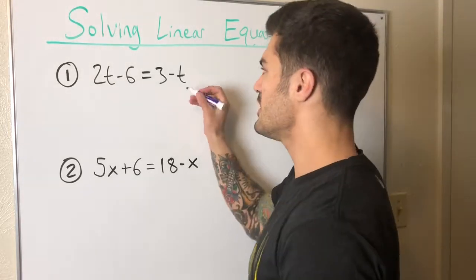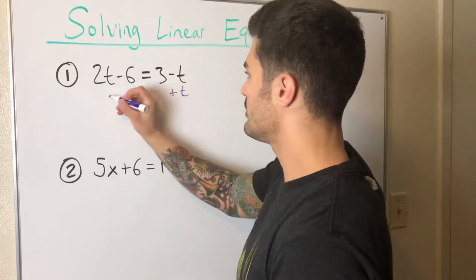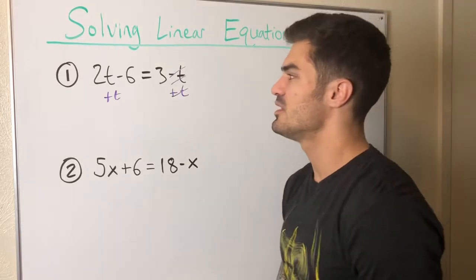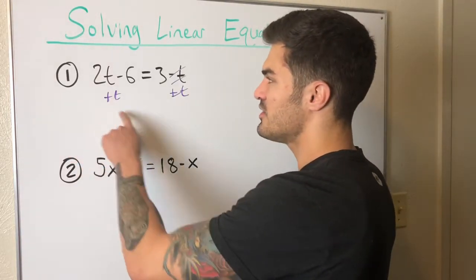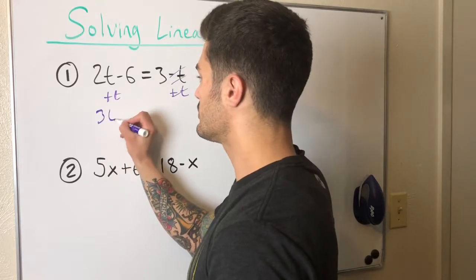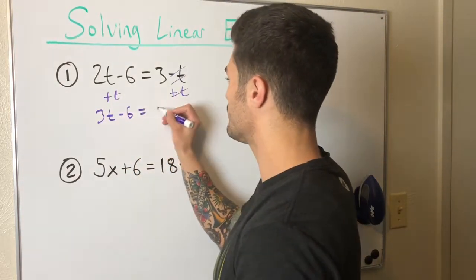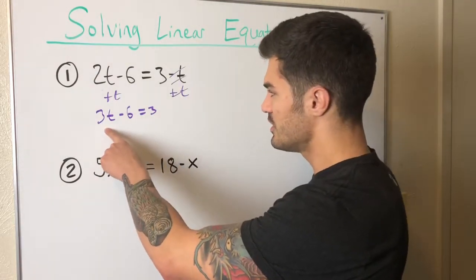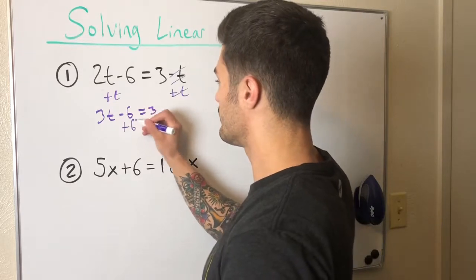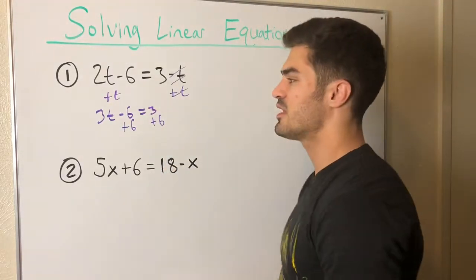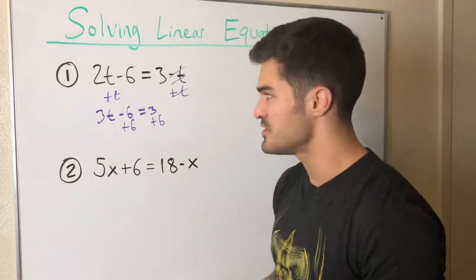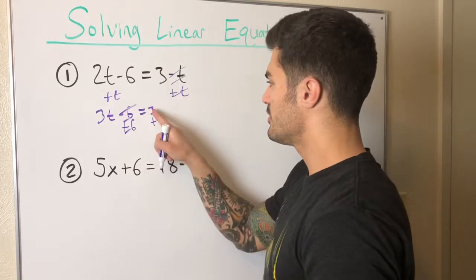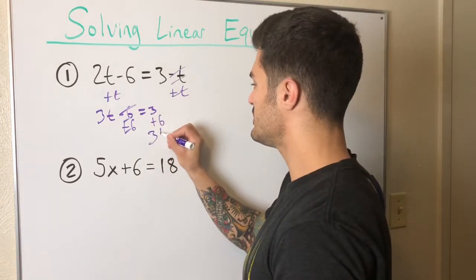So I'm going to go ahead and add t to both sides, plus t. So that gets rid of this minus t. And then what happens? 2t plus t, that's actually 3t. So I'm left with 3t minus 6 equals 3. And all I need to do is get the 3t by itself. So I can add 6 to both sides, right? Because I'm trying to isolate t. I'm trying to solve for t. So let's see, plus 6 minus 6, that cancels. 3 plus 6, that's 9, so 3t equals 9.